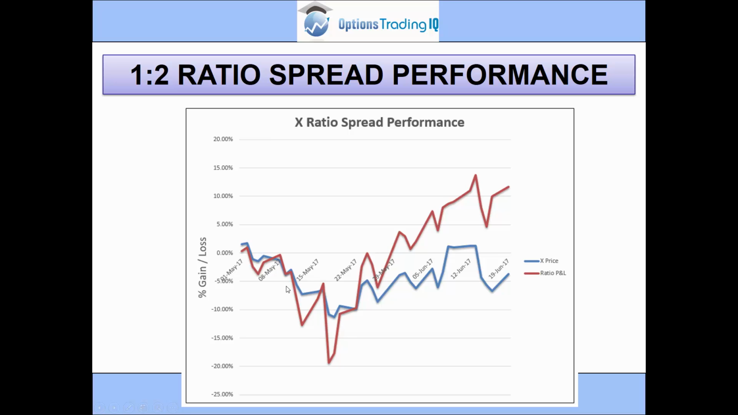That's hurt the trade early on. The trade is losing more than the stock has gone down, so that's a bad scenario for a ratio spread. As you can see, we didn't quite hit our stop loss. As the stock has started to recover, the profits on the ratio spread have just increased very, very quickly.